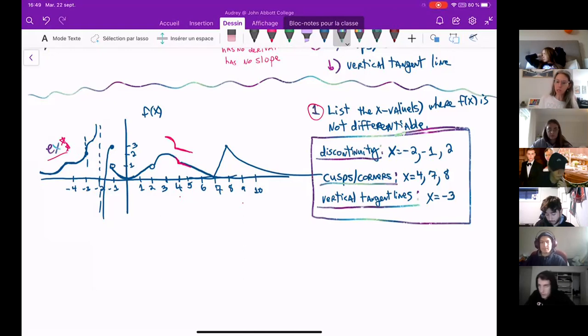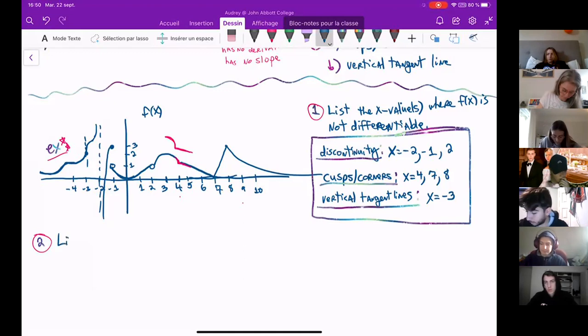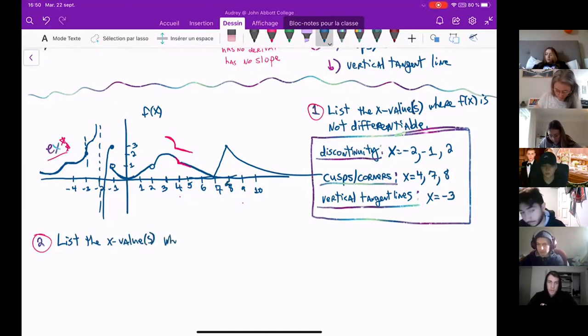We have our discontinuities, and then we have the others. So then the second question you might be asked is, list the x values where f of x is continuous, but not differentiable. Wouldn't that all be the cusp, corners, and vertical tangent lines? You got it. We've already listed them.